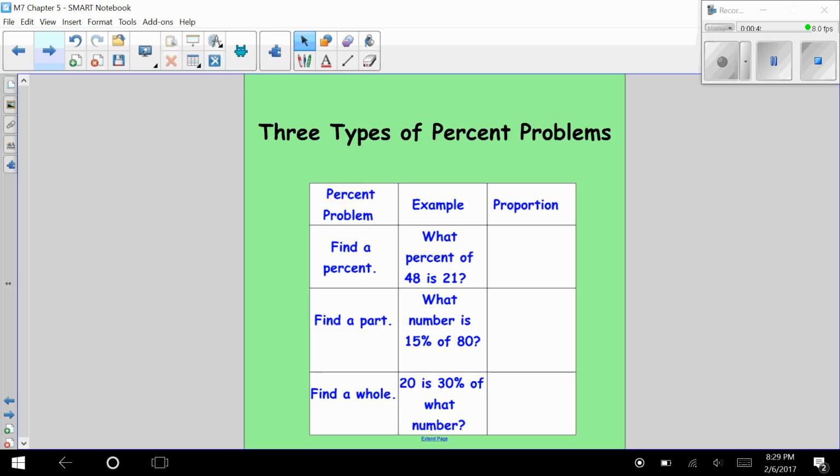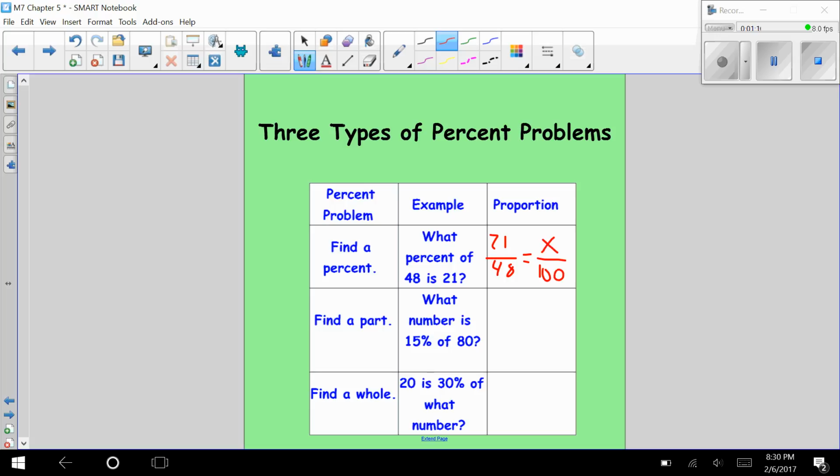So there are three types of percent problems. There will be some where you have to find a percent. An example of that, what percent of 48 is 21? Well, of 48, so of 48 goes on the bottom, is 21, 21 goes on the top. The 100 always stays there. We don't know what percent, so there's our x.